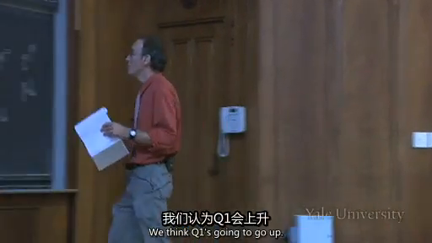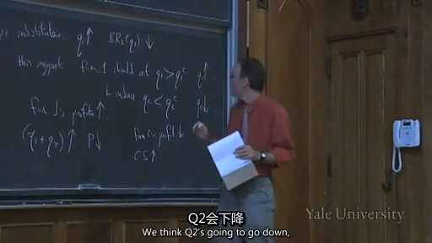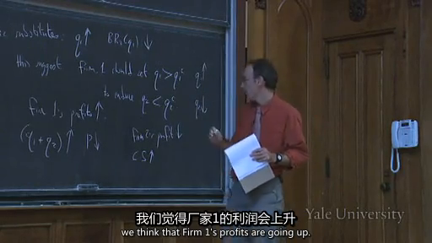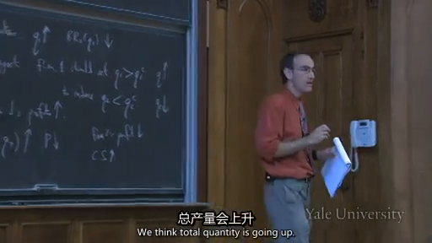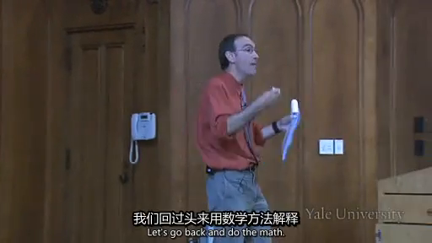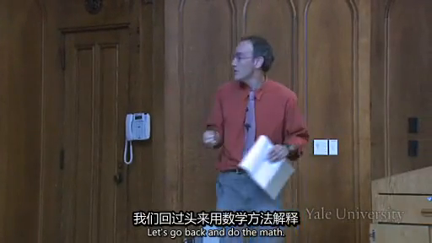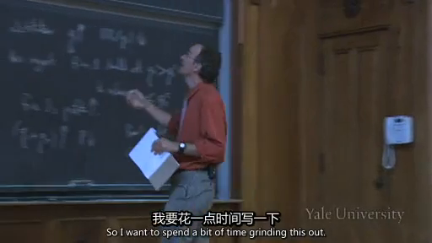We think Q1 is going to go up. We think Q2 is going to go down. We think that firm 1's profit is going up. We think firm 2's profits are going down. We think total quantity is going up. All right? Now let's see if we're right. Let's go back and do the math. I want to spend a bit of time grinding this out.